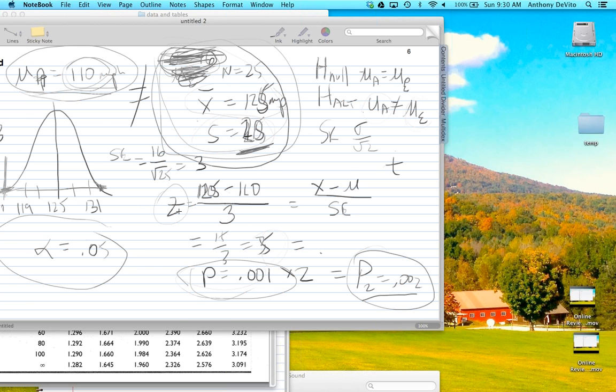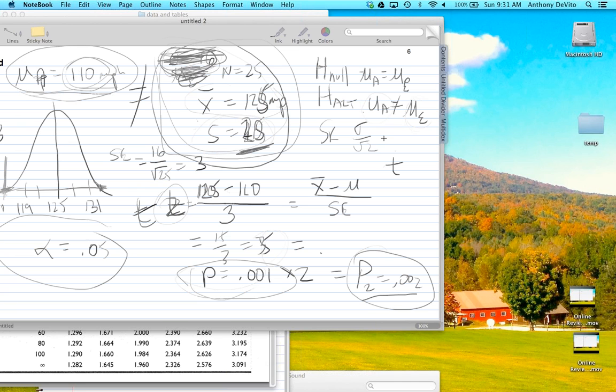First of all, I can't use the z-value. I have to use the t-score for that sample size. So now let's see, how would I apply that? Well, I'd apply it basically the same way. My t-score is equal to my sample mean minus my population mean over my standard error.